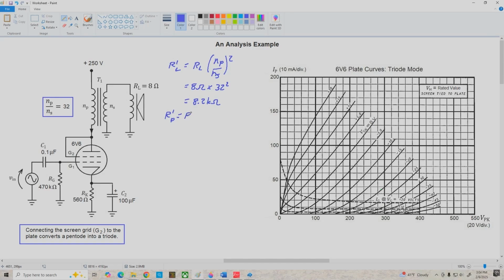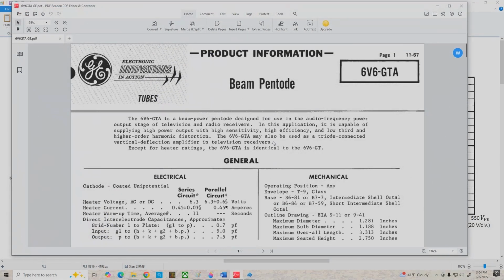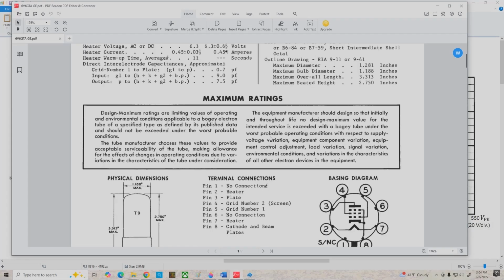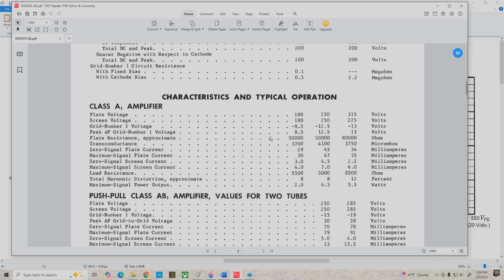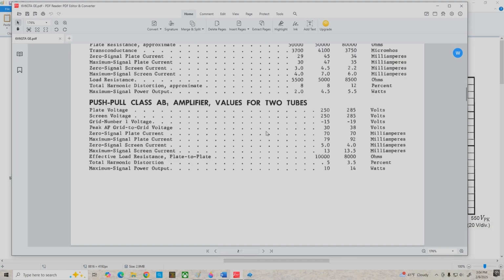That's equal to R prime L in parallel with little rp. We don't have little rp listed here, but I've got the data sheet for the 6V6, so let's pull that up. And if we come down a little ways, we want to make sure we don't accidentally use the pentode characteristics. Those are the first ones listed here. So let's keep going down.